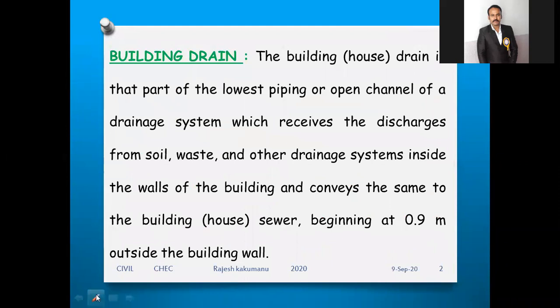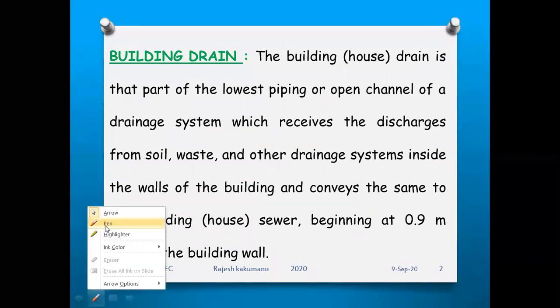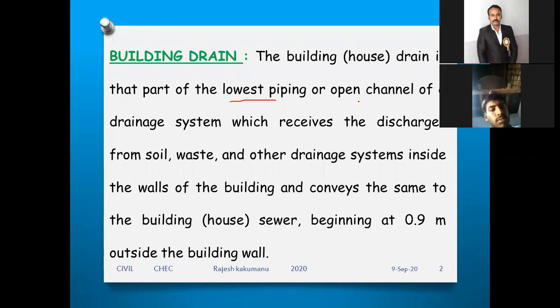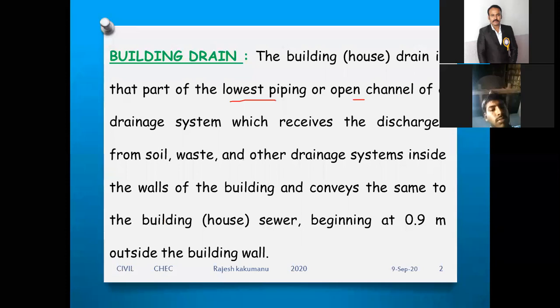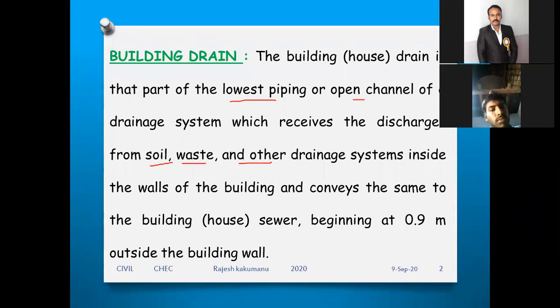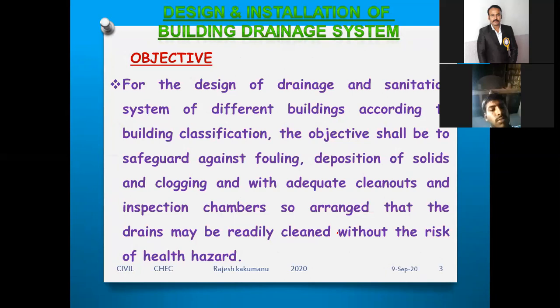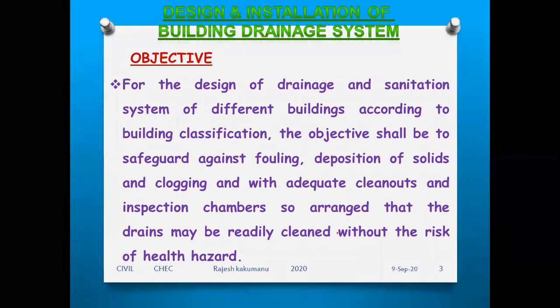Here we'll see the definitions as mentioned earlier. So what is a building drain here? The building drain is the part of the lowest piping or an open channel of a drainage system which receives the discharges from the soil, waste and other drainage systems inside the walls of the building, and conveys the same to the building sewer. So whatever waste comes from the house, from the toilet, from the kitchen, everything is sent to the lower pipe draining system, which we together call a drainage system.